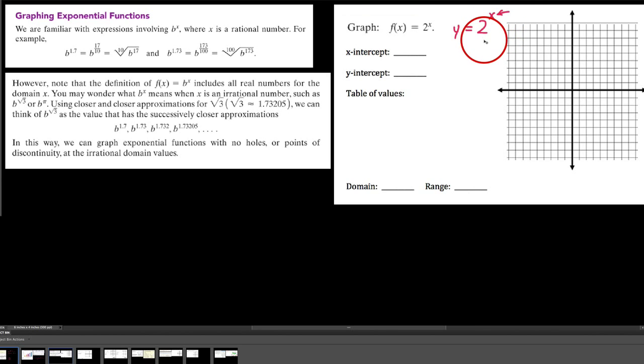So the question really becomes, can I take 2 to the power of 2? Well, of course. 2 to the power of 3, of course. 2 to the power of 4, of course. Can I take 2 to the power of something like 1.73205 or something like that? And the answer here is really, truly yes.